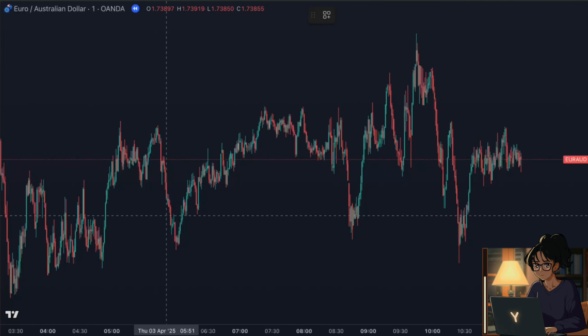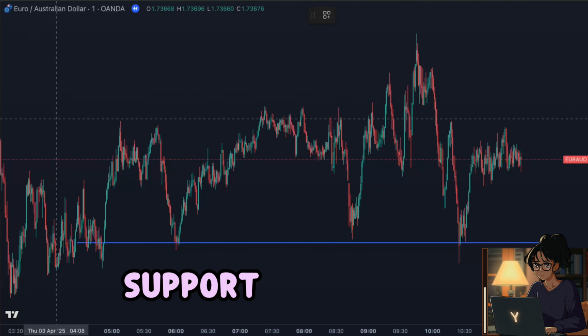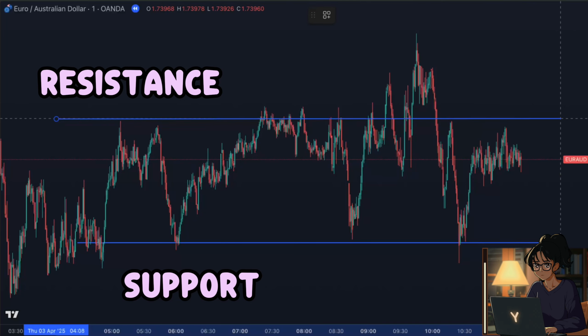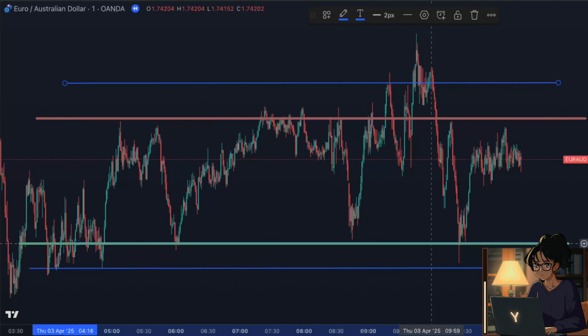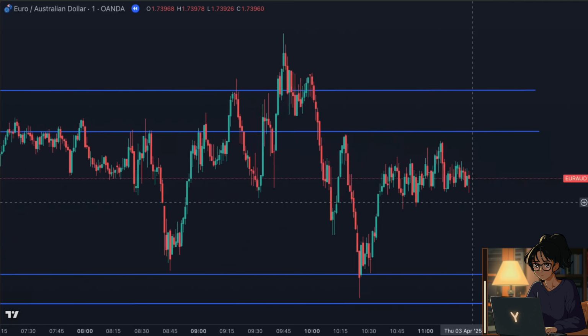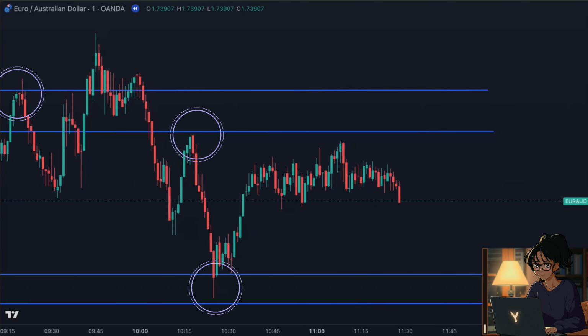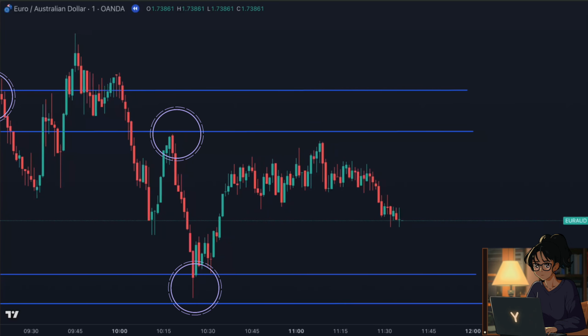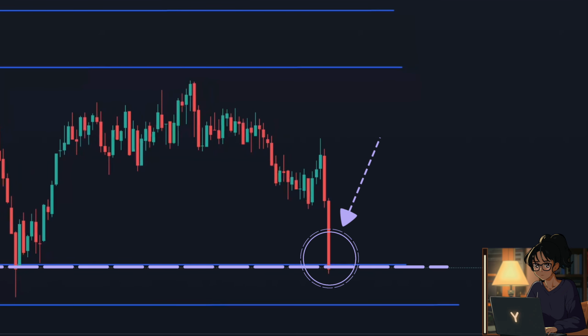The reversal strategy works best when price hits a key level, either support or resistance. What's a key level? It's a zone where price reacted multiple times in the past, where it bounced, reversed, or stalled. If price has respected that level before, it's not random. It's meaningful. Once price reaches that level, we don't enter right away.